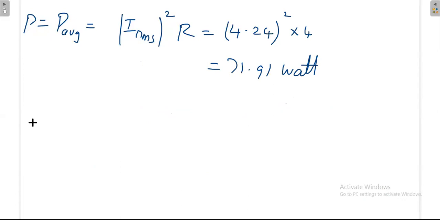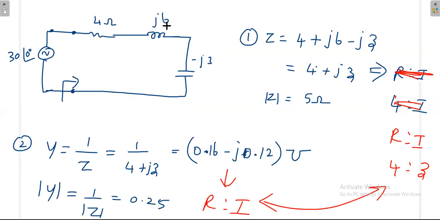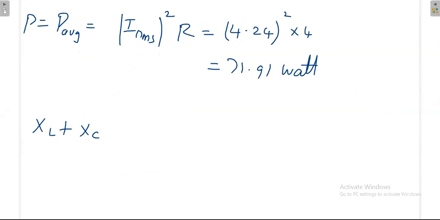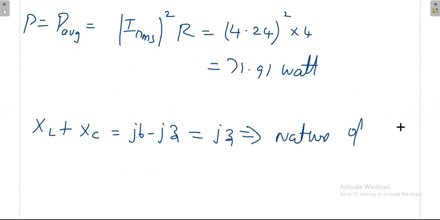Then finally, what is the nature of the circuit? To find out the nature of the circuit, I have to add XL and XC. Then that will provide the nature of the circuit. What is the value of XL? Once you add here, j6 minus j3, so directly you can add. j6 minus j3, because for C you have to put minus. Finally this is j3, so it is resembling the nature of an inductor. Finally the circuit is like an inductor.